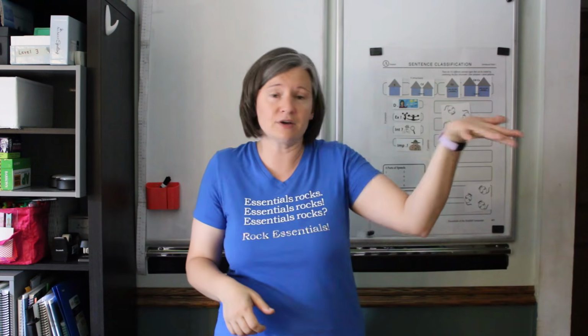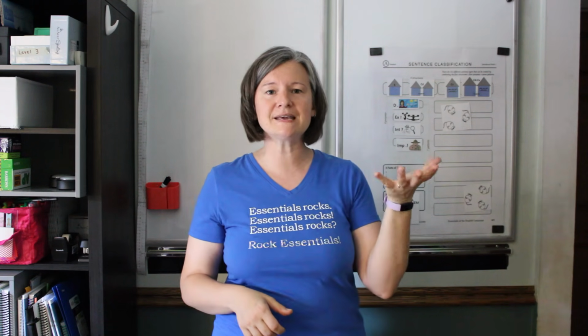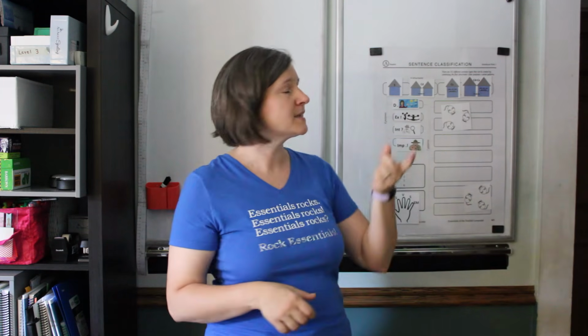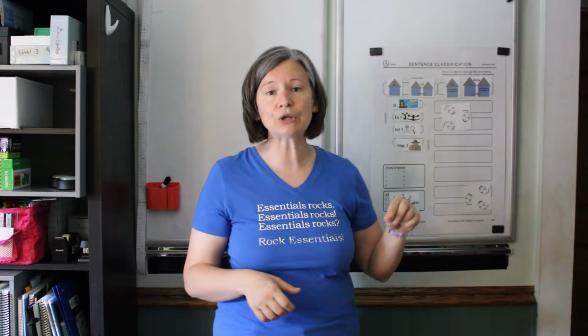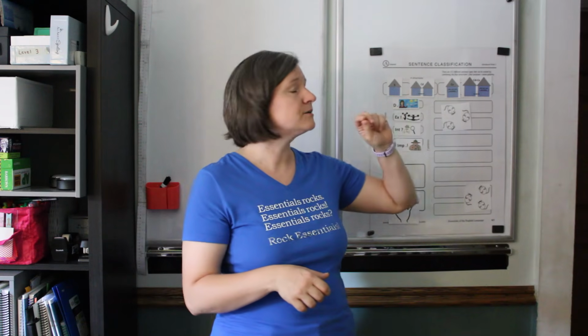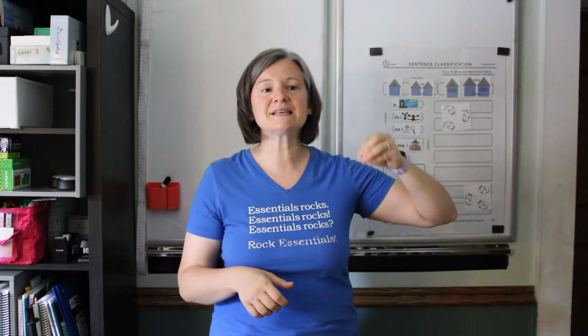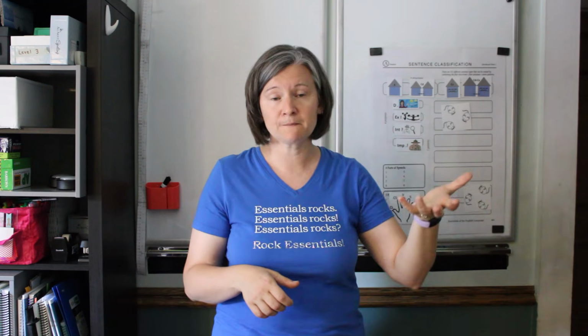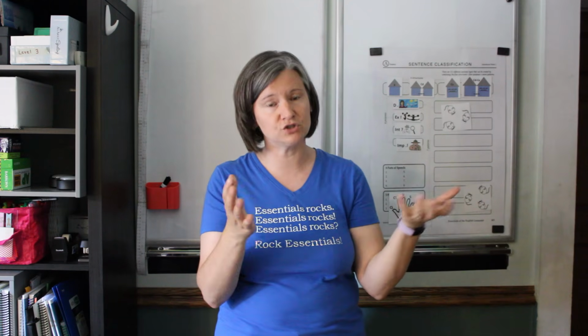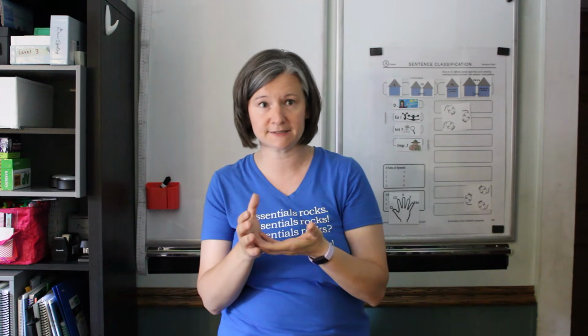You don't just see a balcony floating around someplace. So that balcony depends on the rest of the house. And when we get to complex sentences, we will learn that what makes it complex is that it has a dependent clause that can't stand all by itself. It has to join with an independent clause.